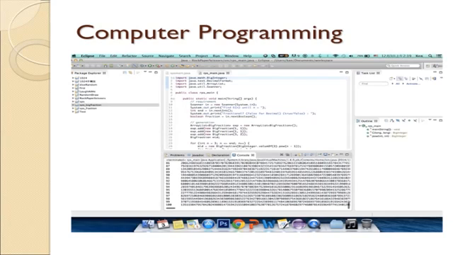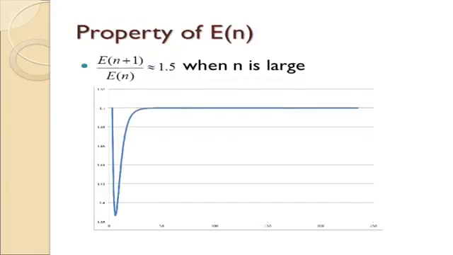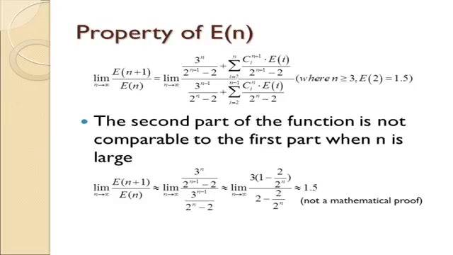One of our teammates then wrote a program using this method. Afterwards, we plot a graph of ratio of En+1 to En, and find it tends to 1.5. Although we cannot prove it very well mathematically, we observe that the second part of the function is not comparable when n is large. With the expected rounds, we are then able to find the best grouping method to optimize a rock, paper, scissors tournament. So here comes the second part of our report.